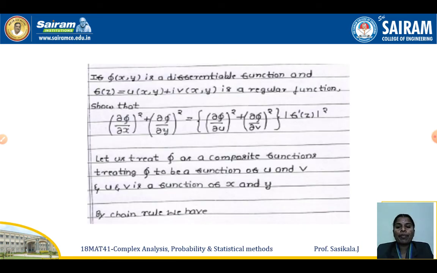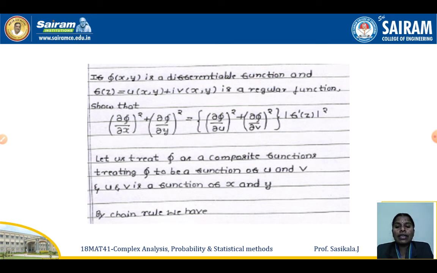Okay, so one more problem. If phi of x comma y is a differentiable function and f of z is u of x comma y plus i into v of x comma y is a regular function, show that dou phi by dou x the whole square plus dou phi by dou y the whole square is equal to dou phi by dou u the whole square plus dou phi by dou v the whole square into modulus of f dash of z the whole square.